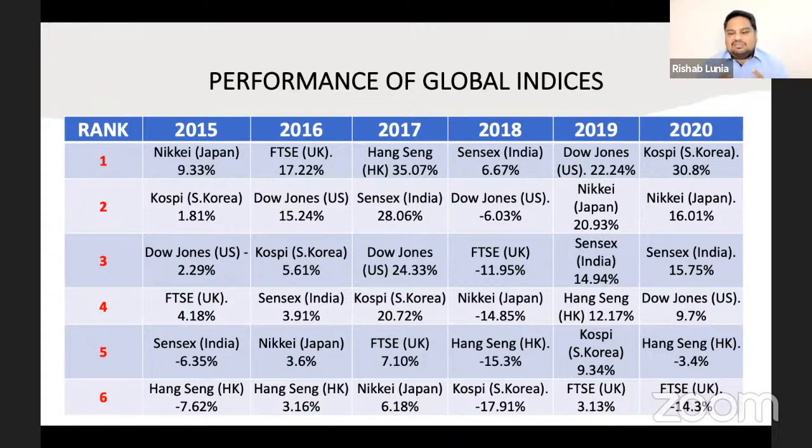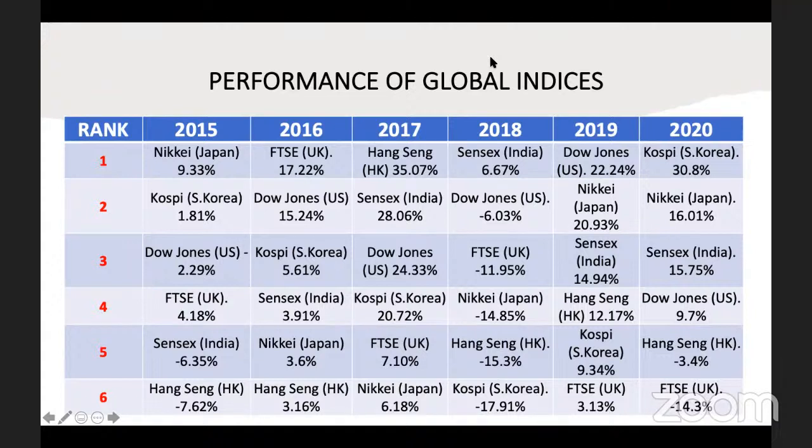And this makes complete sense. If we are going global, I am actually benefiting from other economies which might be doing better than my own home country. So if you see here, in 2015, Nikkei gave a 9% return, whereas Sensex was down by 6%. And if you look at the current example, last year 2020, there were economies which were down by 14%, but KOSPI, Korea as a country, gave a 30% positive return last year.